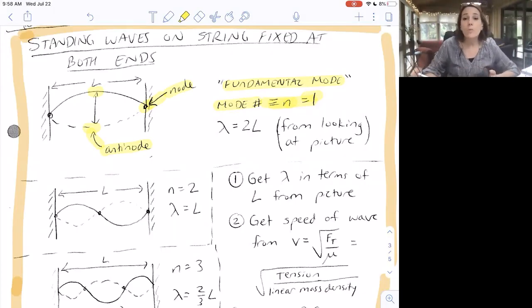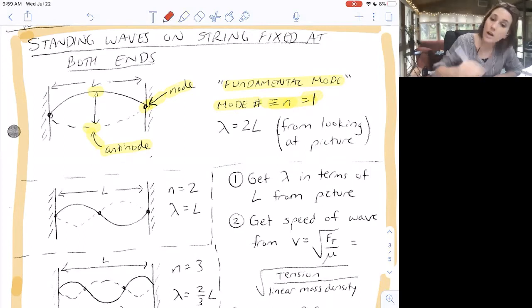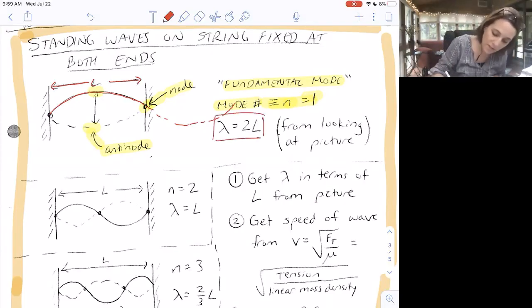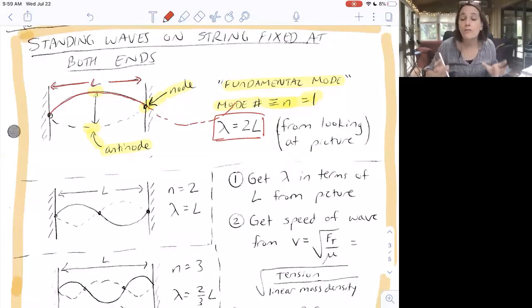All right, so what you can do is just look at the picture and try to decide what the wavelength would be of a particular mode in terms of the length. So if we know the length of the string, L, then this would have a node at each end, but if I were to continue what that would look like, it would extend over, right? So that one full wavelength would actually be equal to 2L. So that's where I get this result, that lambda equals 2L for the fundamental mode. And I did that by looking at my picture.